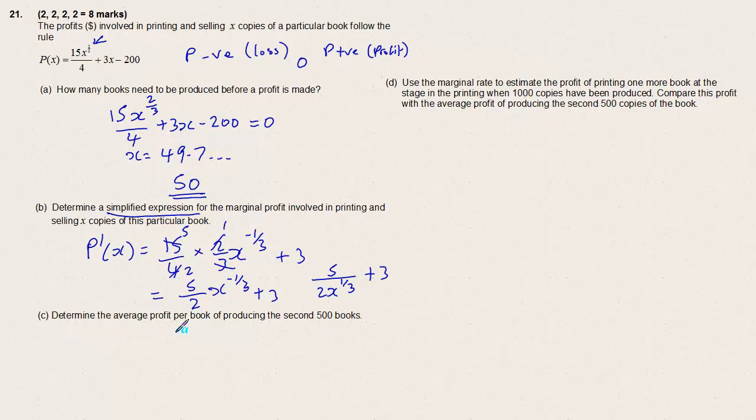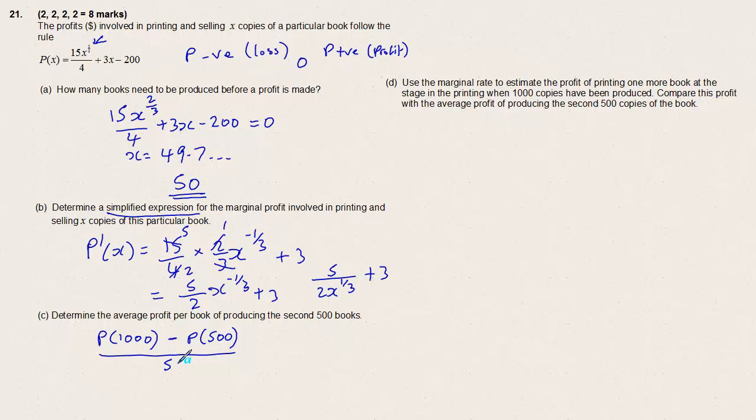Determine the average profit per book of producing the second 500 books. So P of 1000 is the profit on selling 1000 books. The second 500 books starts at 501 and goes up to 1000. So if we take away the profit for the first 500, then we get the profit for 501 to 1000.